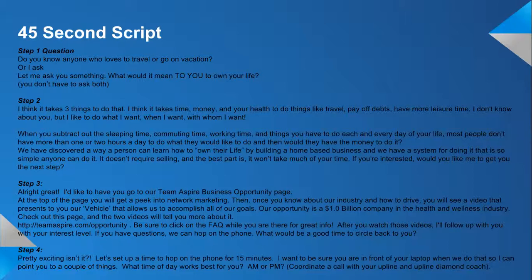So you feed off of that, you listen to what they say, and then step 2 would be, I think it takes 3 things to do that. I think it takes time, money, and your health to do things like travel, pay off debts, have more leisure time. I don't know about you, but I like to do what I want, when I want, with whom I want. When you subtract out the sleeping time, commuting time, working time, and things you have to do each and every day of your life, most people don't have more than 1 or 2 hours a day to do what they would like to do, and then will they have the money to do it?